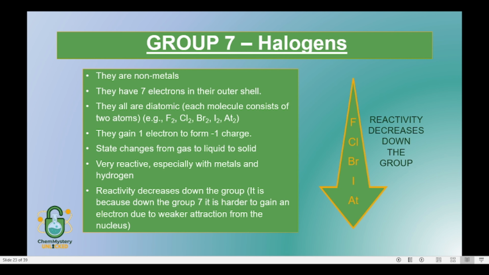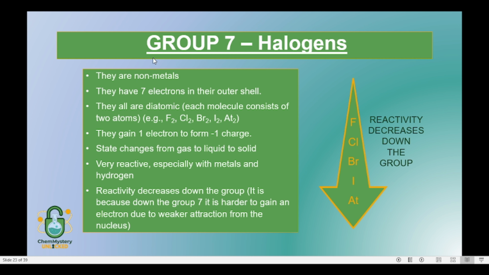Now let's move on to the group 7 elements, which are called halogens. Always remember, they are non-metals. Group 7 elements are non-metals. Second, they have 7 electrons in their outer shell, as we discussed in our last lecture, that group number decides the number of electrons in the outermost shell. So group 7 means 7 electrons in their outer shell.